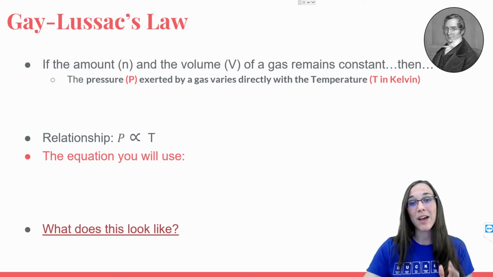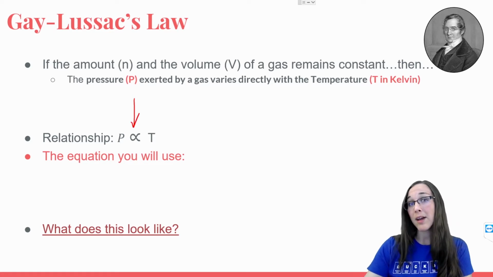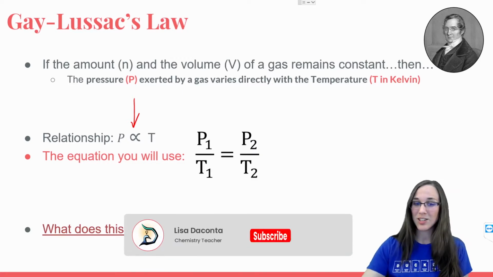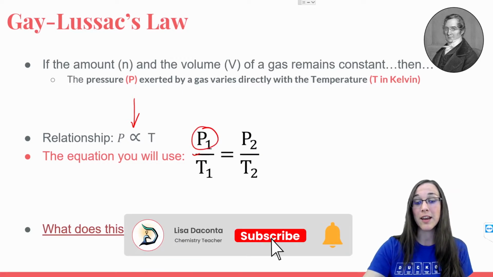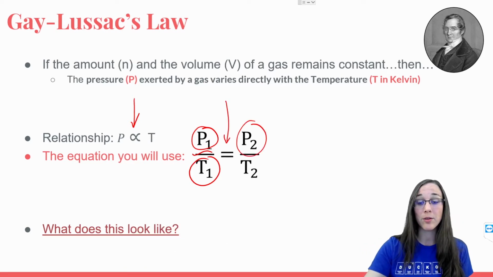And anytime we have a direct relationship with variables, or a direct proportionality, that's what that little fish symbol means, we have a mathematical setup that involves division. So here, for Gay-Lussac's law, we're going to have our initial pressure divided by our initial temperature set equal to our final pressure and our final temperature in Kelvin.